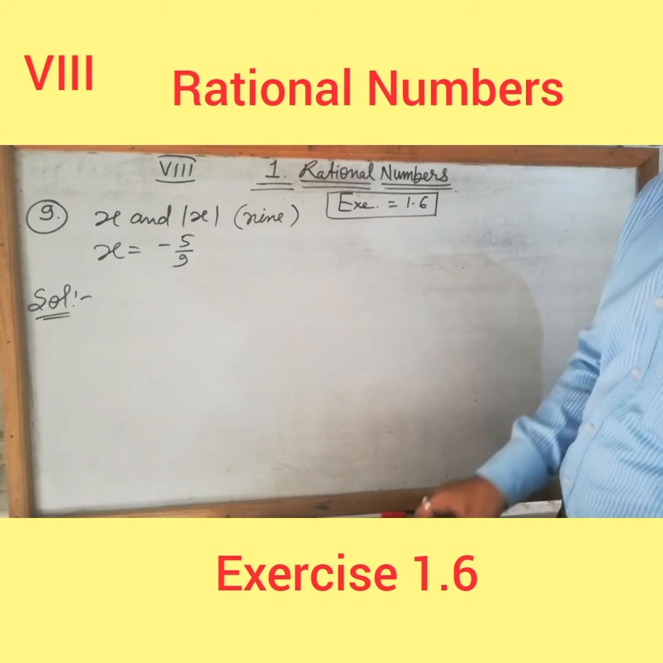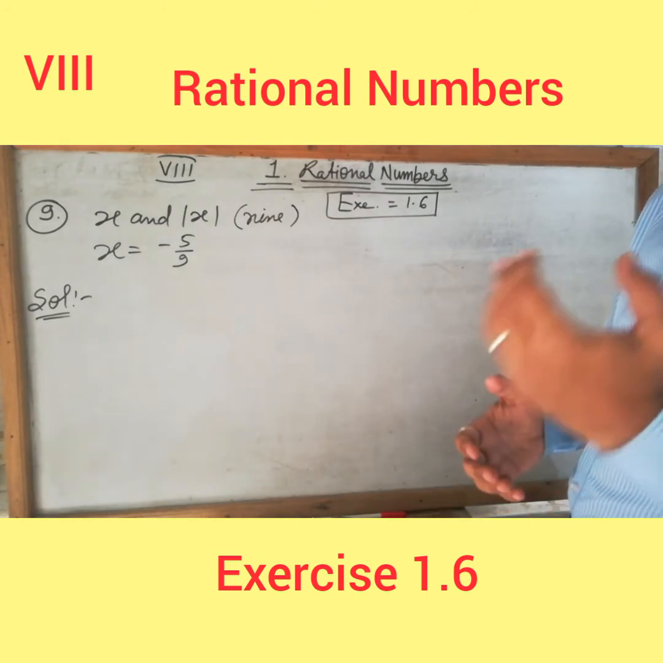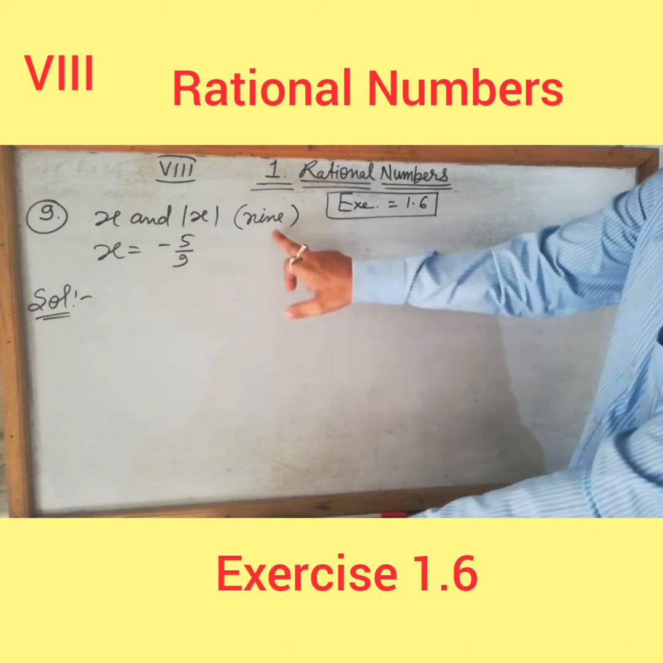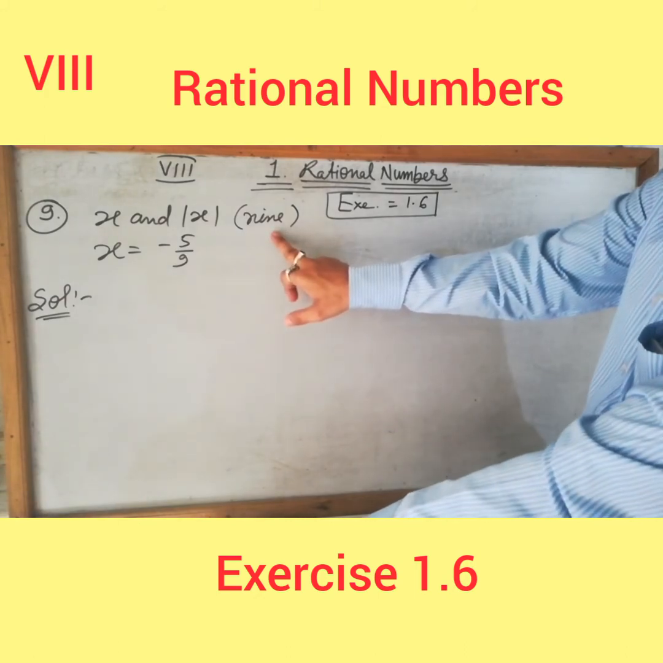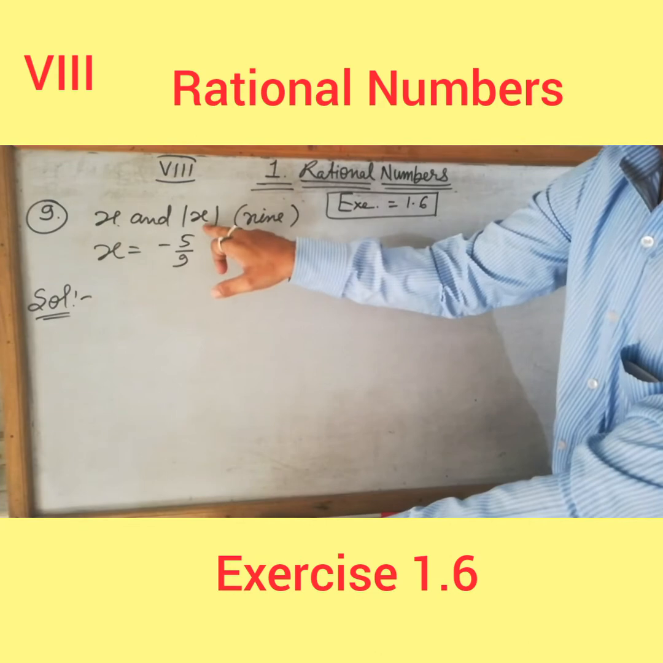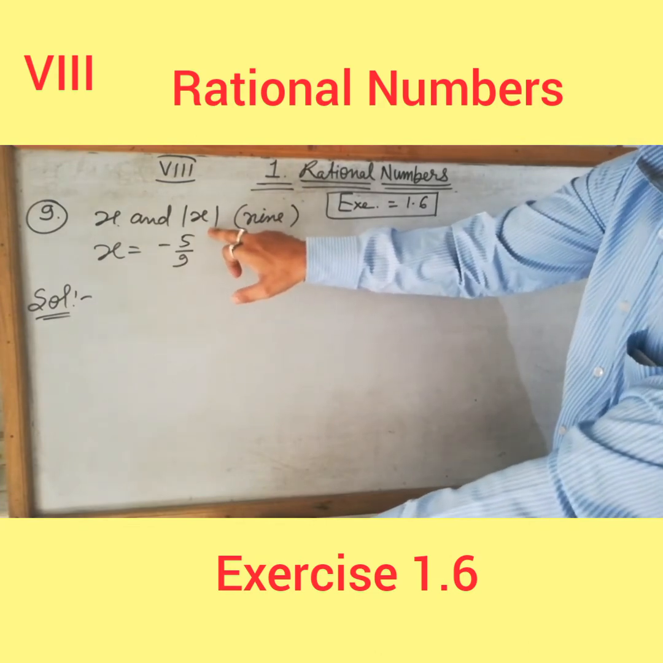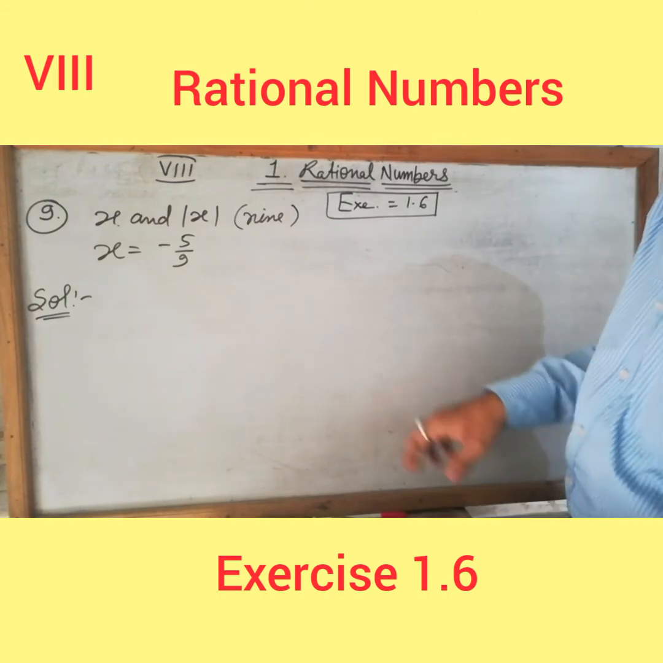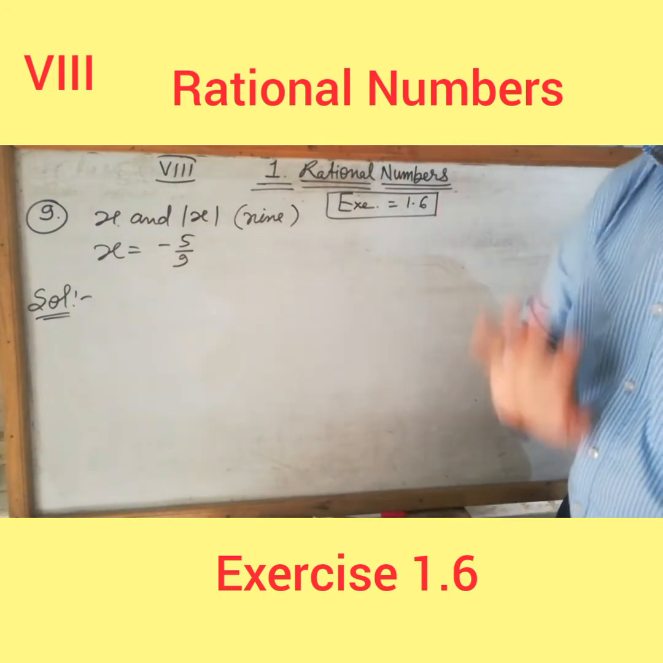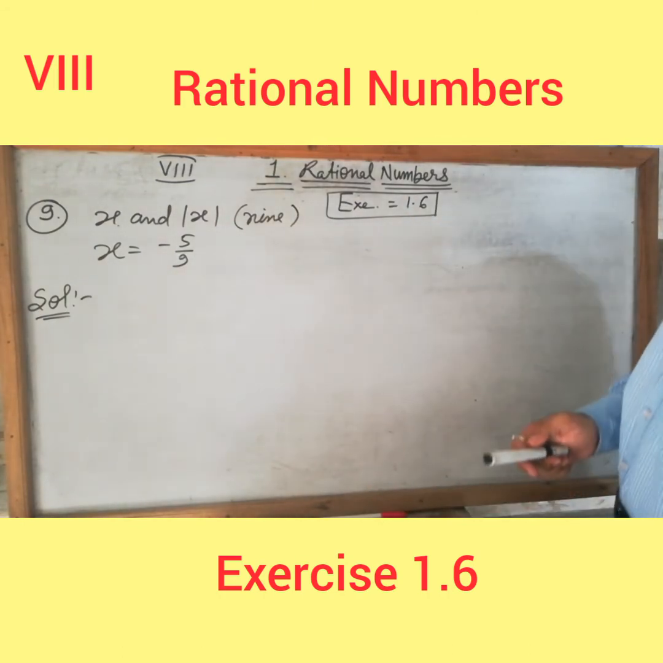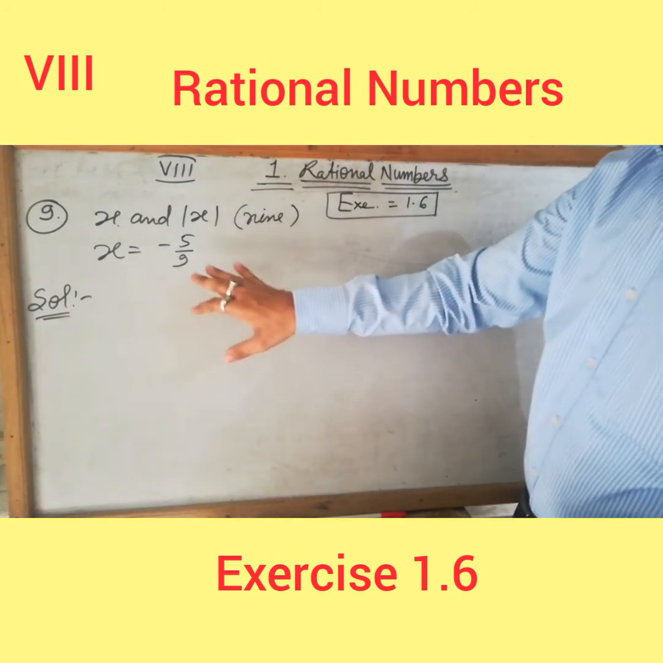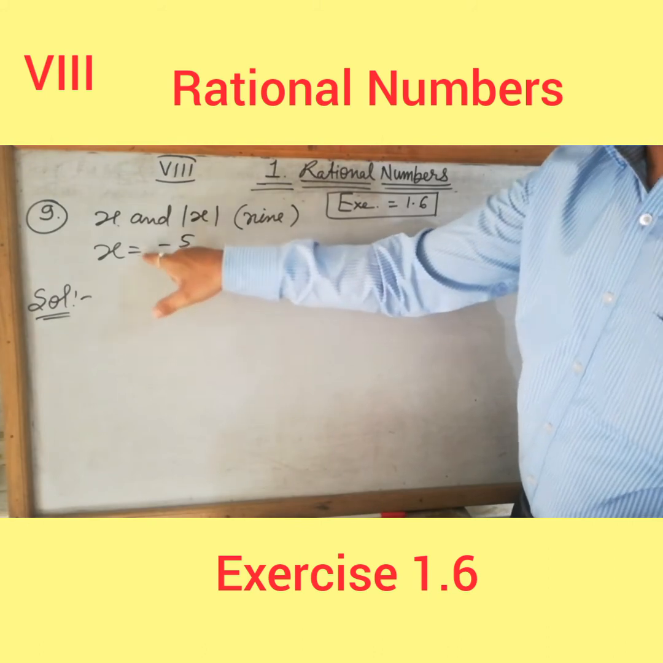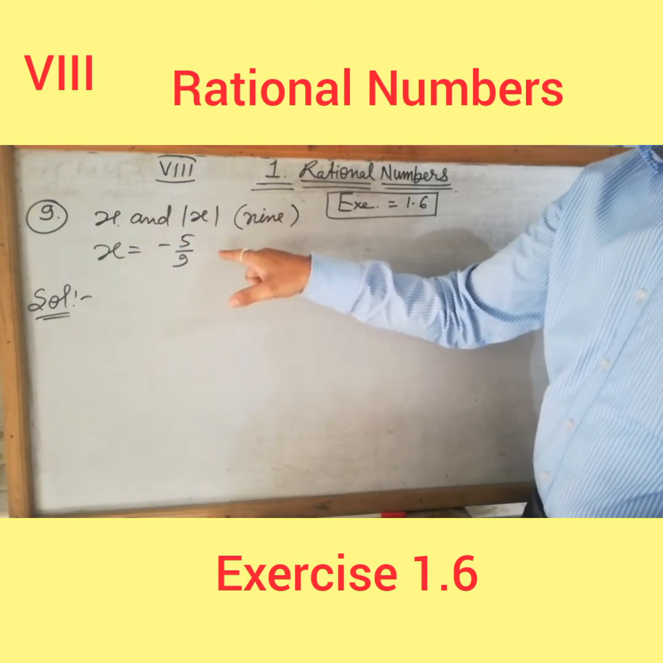I am going to read question number 9 from the book. I will send you the PDF file. Insert 9 rational numbers between x and x bar. X bar means the absolute value of x. X and the absolute value of x, when x is equal to minus 5 upon 9. Okay. So you have to find out 9 rational numbers between this number and the absolute value of this number.